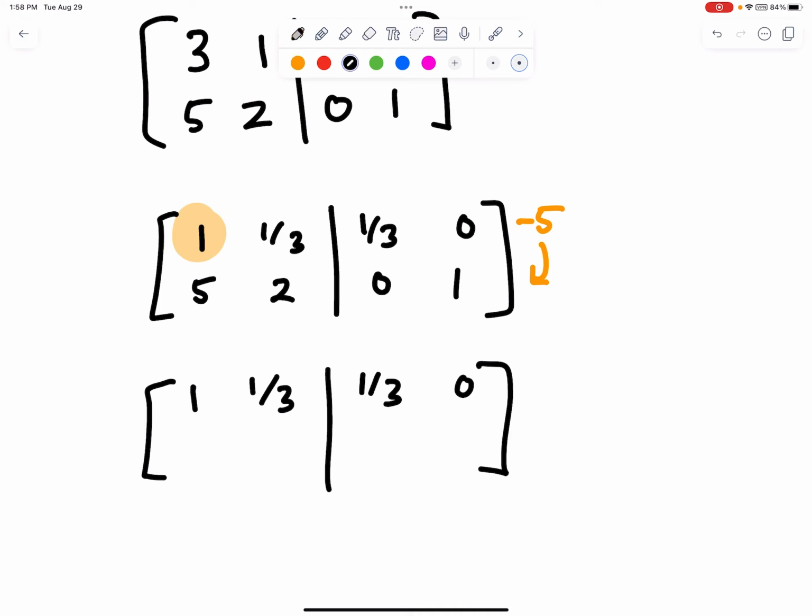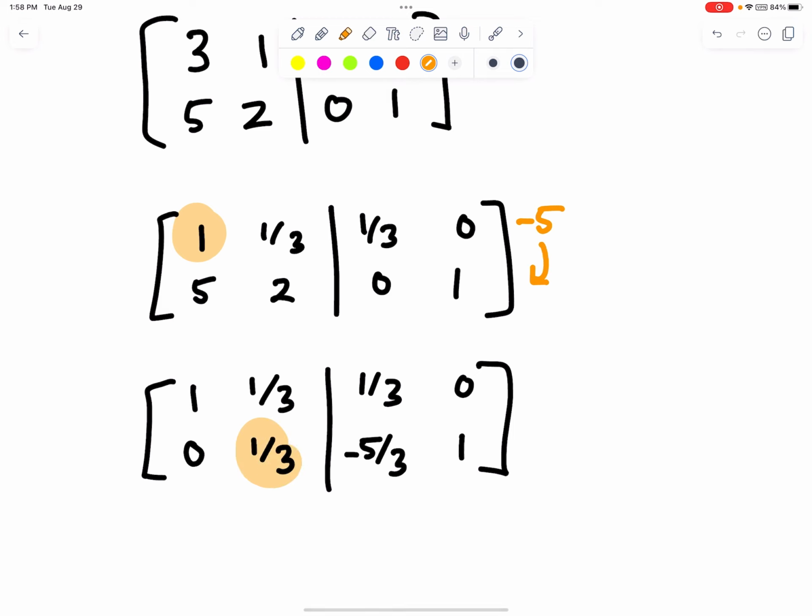-5 times 1 is -5. Add to 5 makes a 0. That's what I wanted. -5 times a third is -5/3. Add that to 2. Well, 2 is 6/3, and 6/3 minus 5/3 is 1/3. -5 times a third is -5/3. Add to 0, so -5/3. And -5 times 0 is 0. Add to 1, it stays 1.